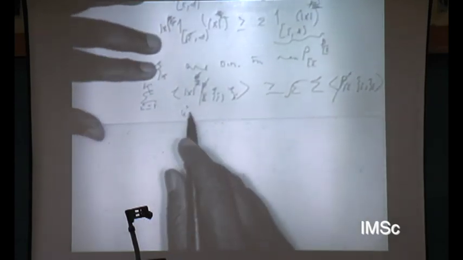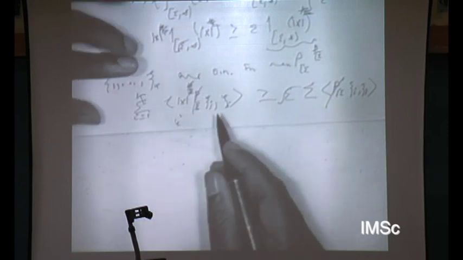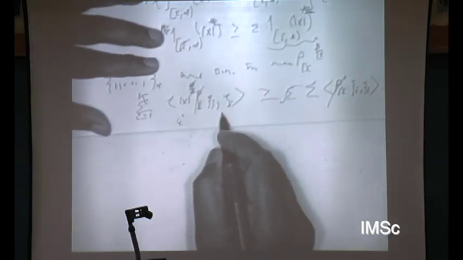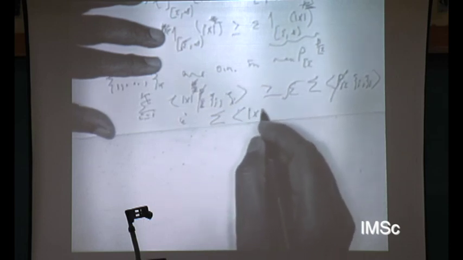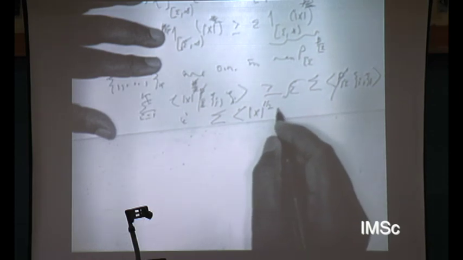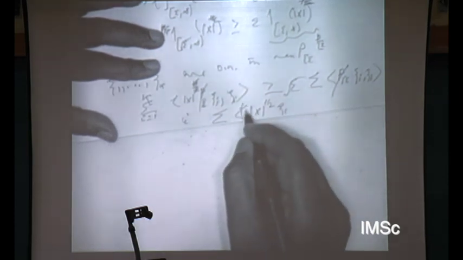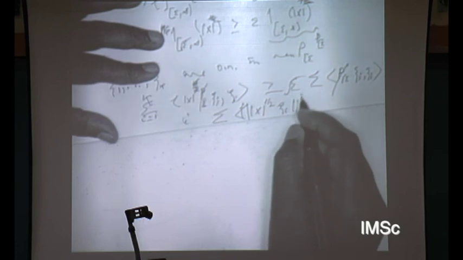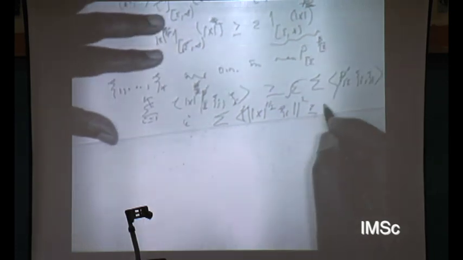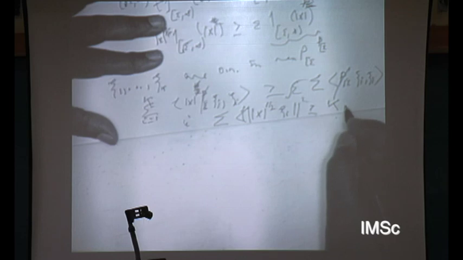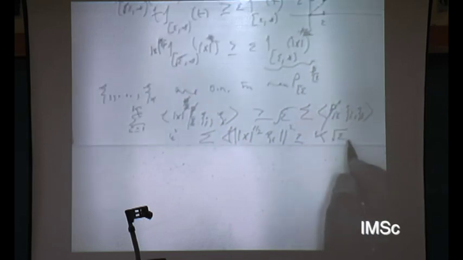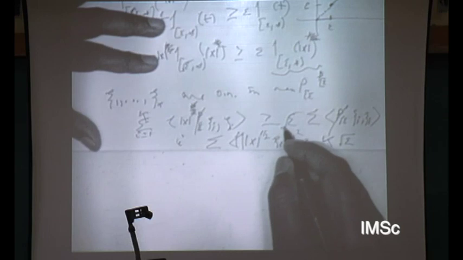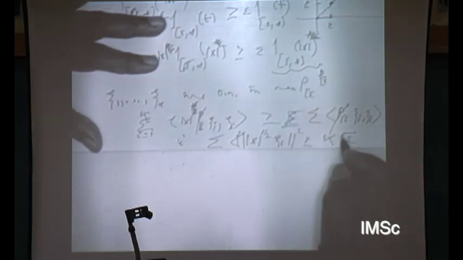So what does this say? This I can write as the summation of the norm of mod x to the half xi i squared is greater than or equal to k root epsilon. Why root epsilon? No root epsilon, only epsilon, sorry, k epsilon.